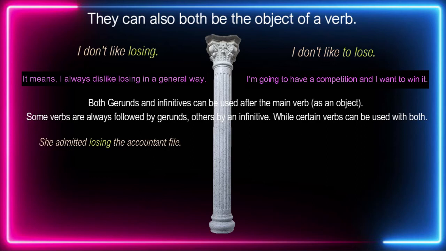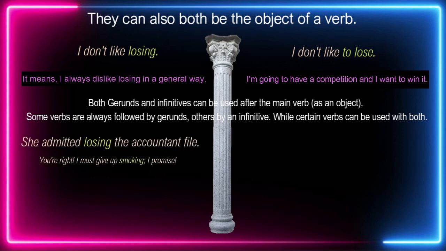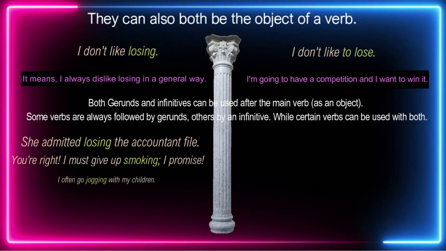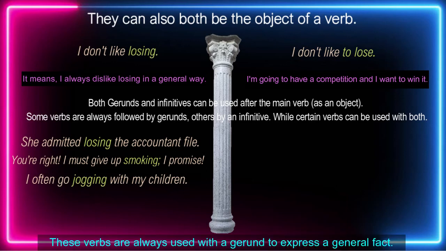She admitted losing the accountant file. You're right. I must give up smoking. I promise. I often go jogging with my children. These verbs are always used with the gerund to express a general fact. The verb go, when followed by sports or recreational activities, is usually followed by a gerund.